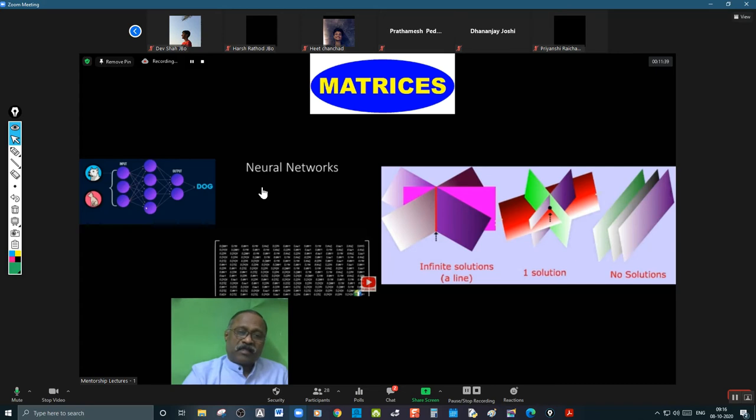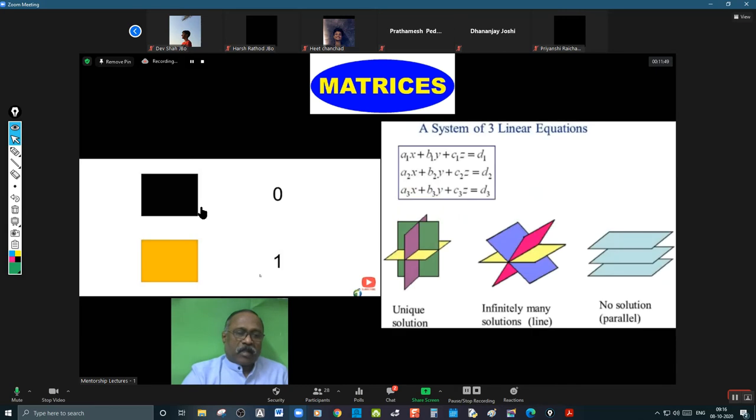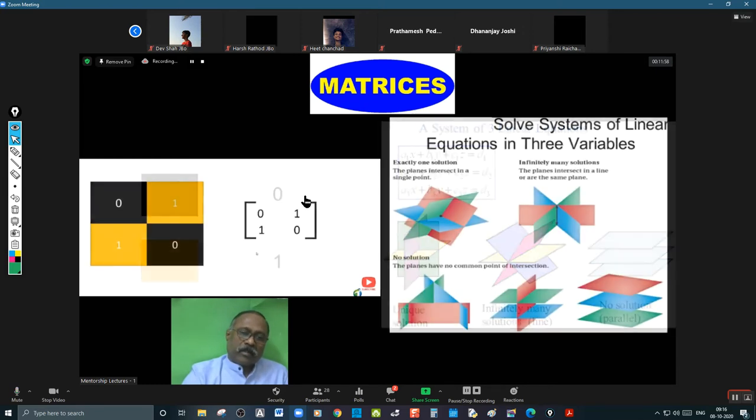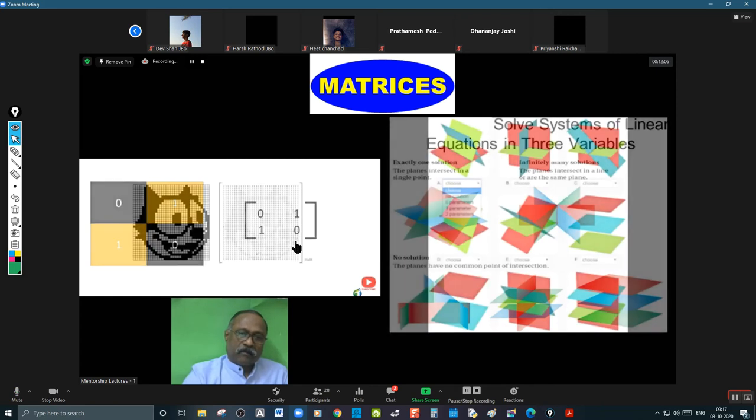And there is an explanation for all this. Matrices in robotics: they are to be moved in a systematic way, useful to define more than one. Very importantly, because you are all interested in computers, a computer accepts only 0 and 1 binary code. So for black they give 0 and for the other color they give 1. Then the matrix is formed: 0, 1, 1, 0.